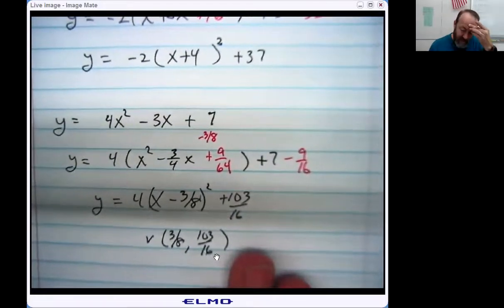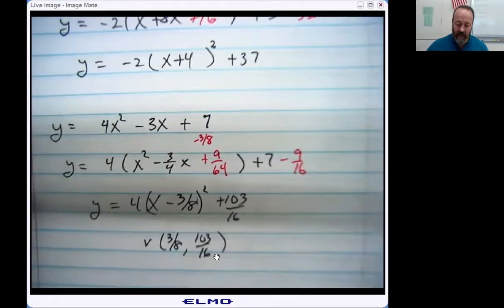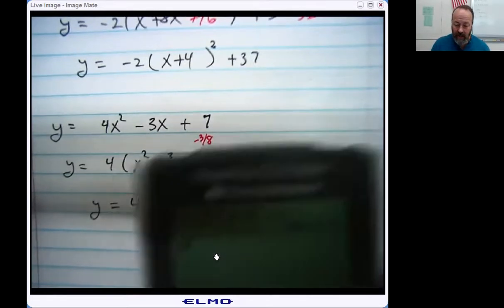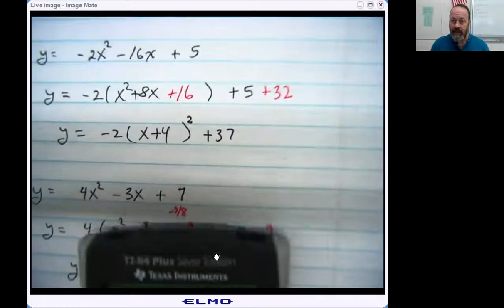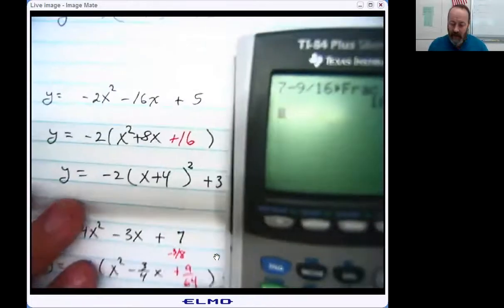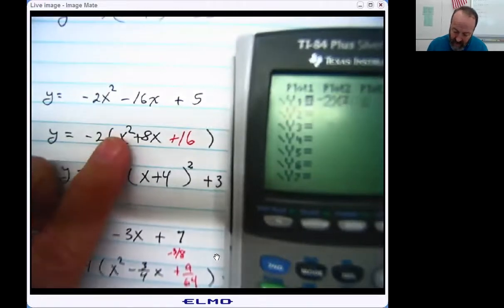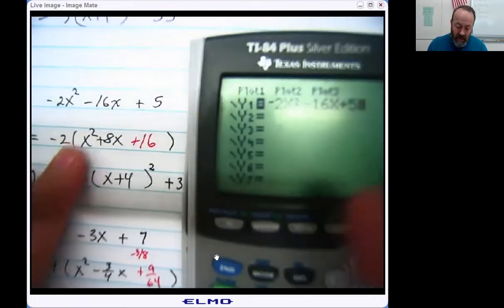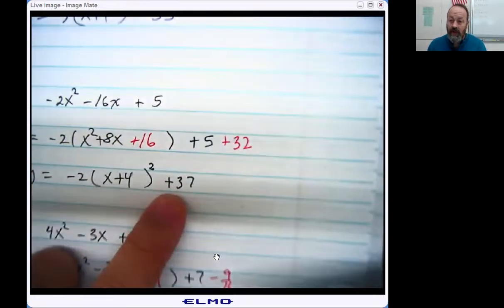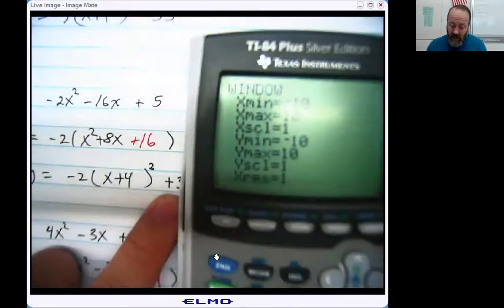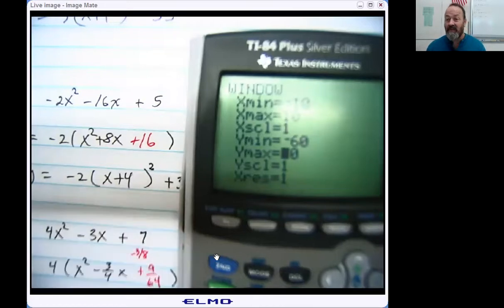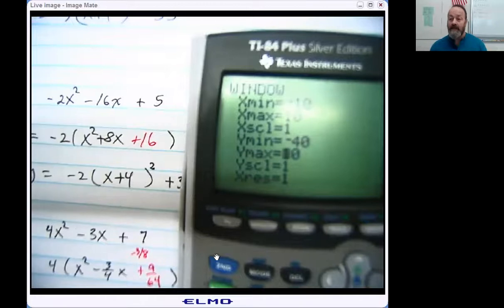Now, before I leave all of this, one of the things that I like to do myself if I'm taking a test is to make sure I haven't made any careless mistakes. So what I like to do is I'm just going to take problem number 2 right here, and I am going to try to type that in. I've got negative 2x squared minus 16x plus 5. Now, in terms of a window, I know the vertex is at negative 4 comma negative 37. So I need to let this thing go down quite a ways because it had a vertex at negative 37. So, I mean, maybe even negative 40 would be smarter as a minimum.